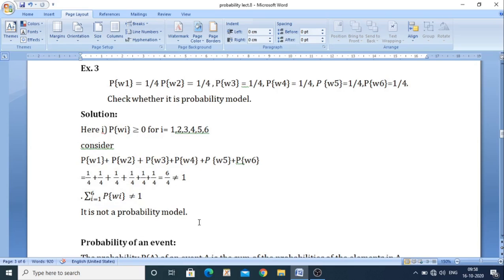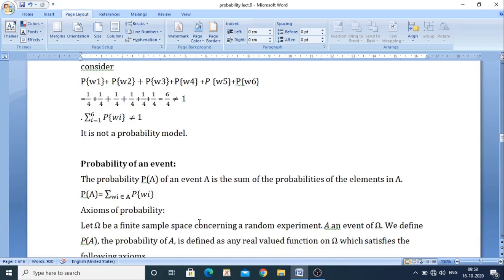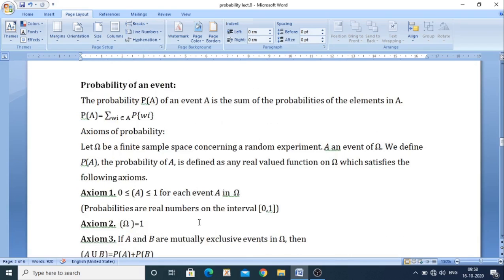So like that, when the value of each element is given and omega is given, then you can check whether it is a probability model or not. Now let us turn towards the probability of an event. Probability P of A of an event A is the sum of probabilities of the elements in A. By notation it is denoted as the sum of all the P of omega i, where omega i belongs to A. That means you will add the probabilities of the elements which are in A only, and that is nothing but P of A.